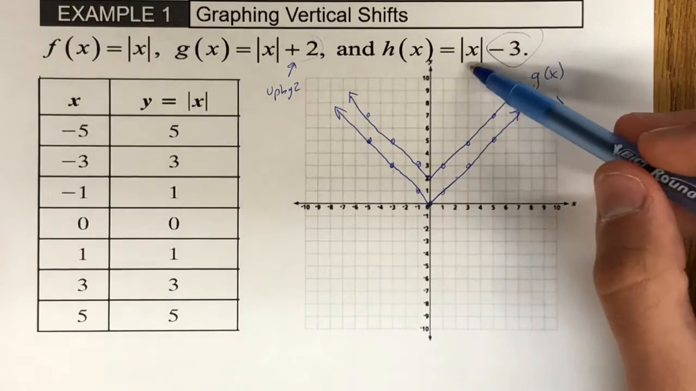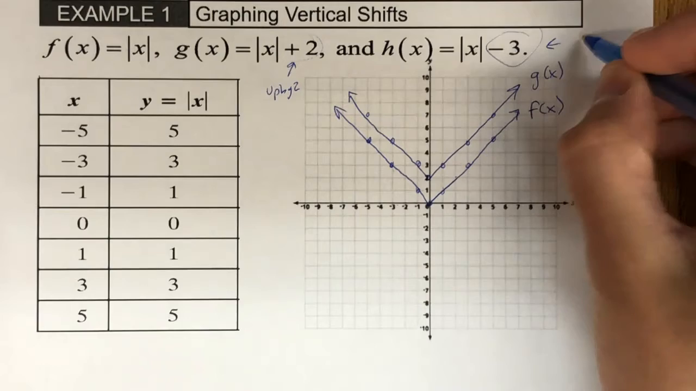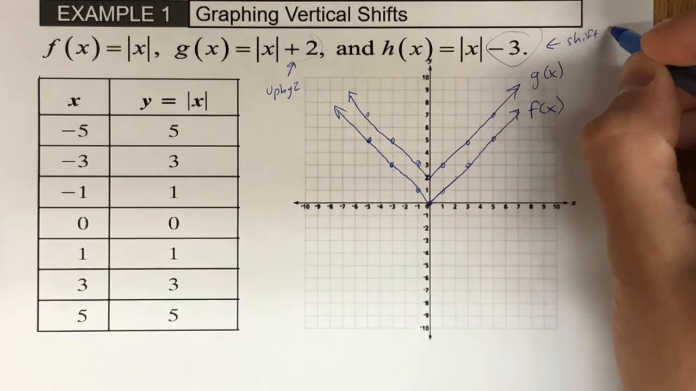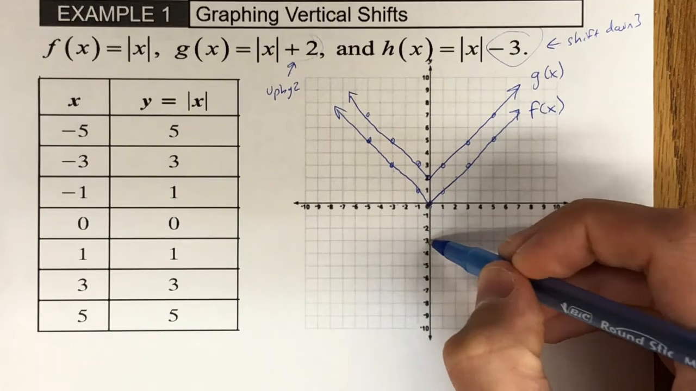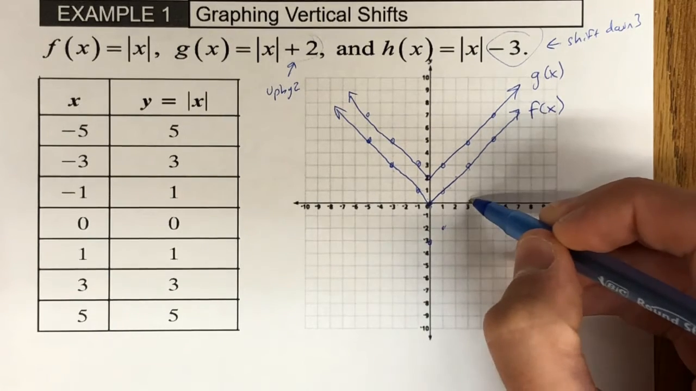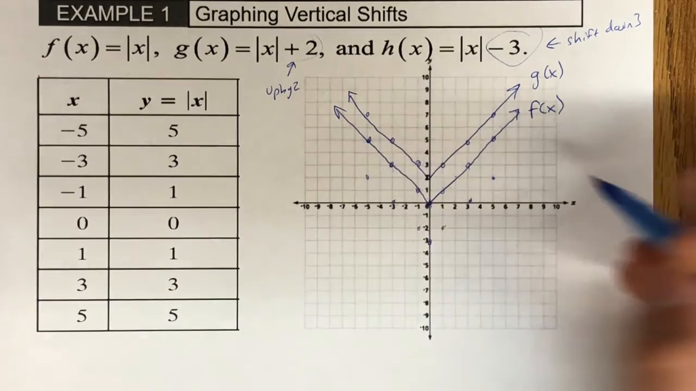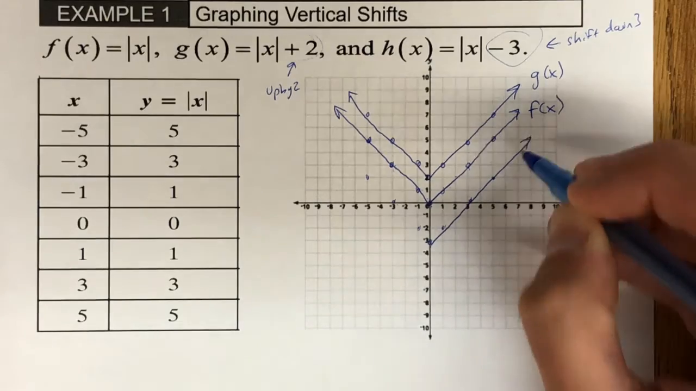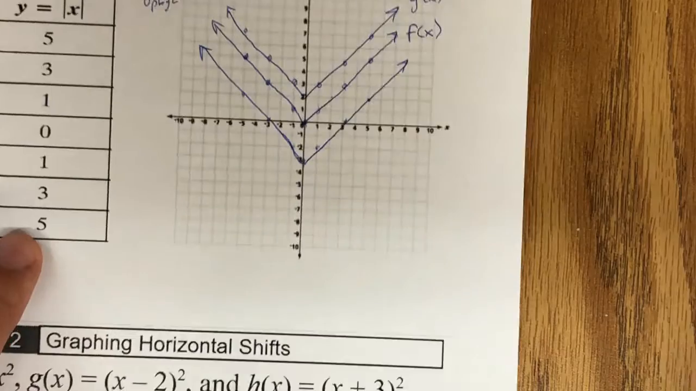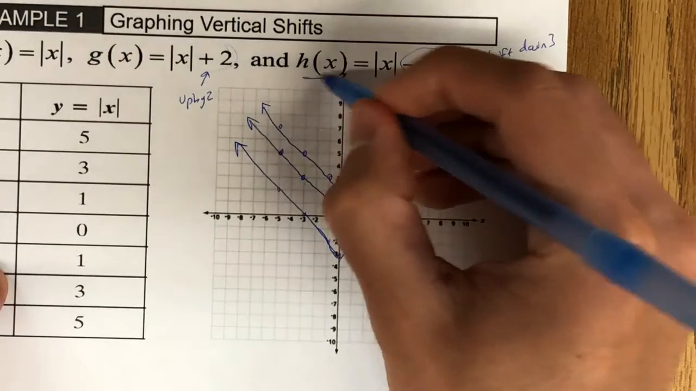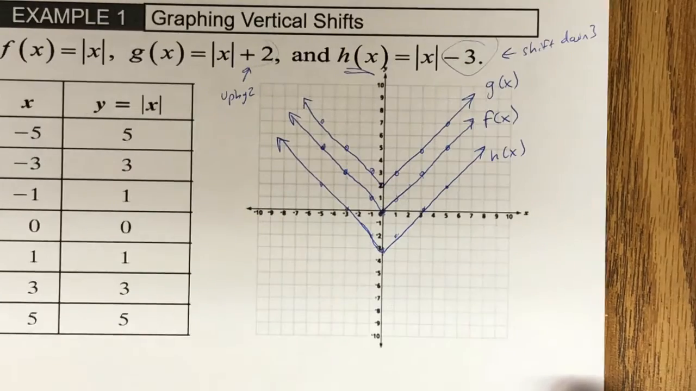For h of x, we have the absolute value of x minus 3. So this would give us a shift down 3. So we take our parent function, we go down 1, 2, 3, and we do the same for each of these values. So all these points that I plotted for my parent function, I'm just plotting new points 3 below for my new function, which is called h of x. So I'll just put h of x next to it so I can write. If you want to write in different colors, I suppose that's an option too.